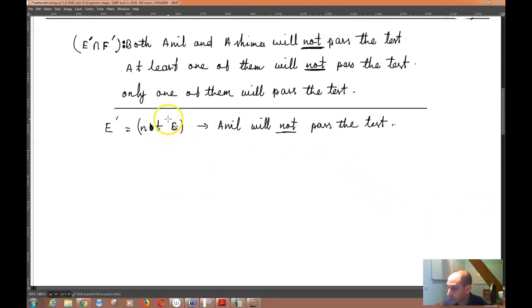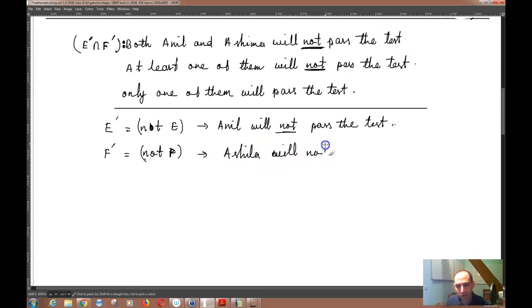So here we said that since E prime is not E, that is basically Anil will not qualify the examination or will not pass the test, and F prime is not F, and F prime is the same thing as not F, meaning that Ashima will not, by the same logic, pass the test.